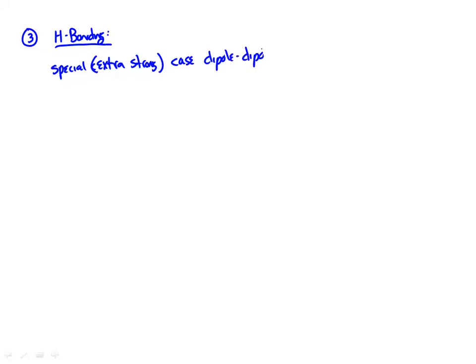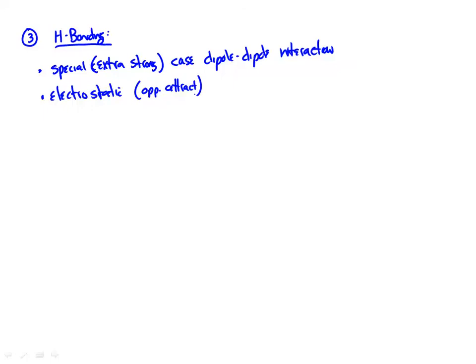Okay, the next one, the third intermolecular force, is called hydrogen bonding. And this is a special case, and we can even say extra strong case of dipole-dipole interactions. So it really has all the same properties of that, meaning it's electrostatic. It really means opposites attract.